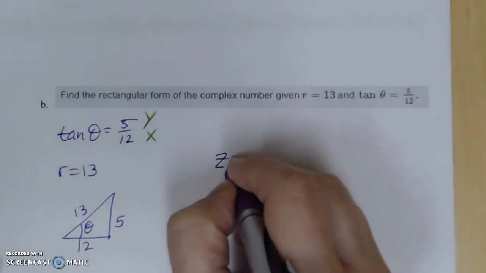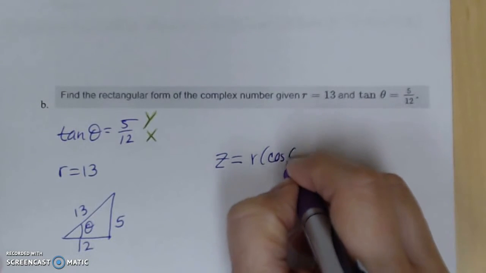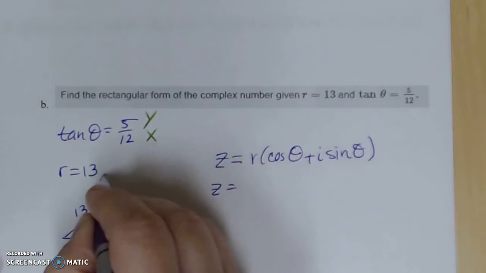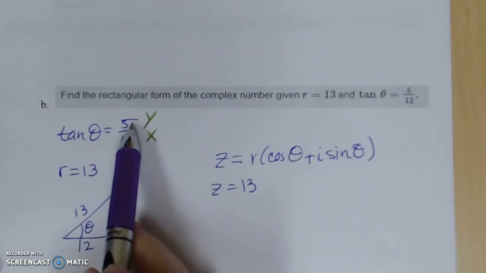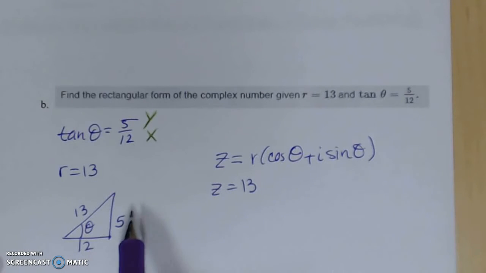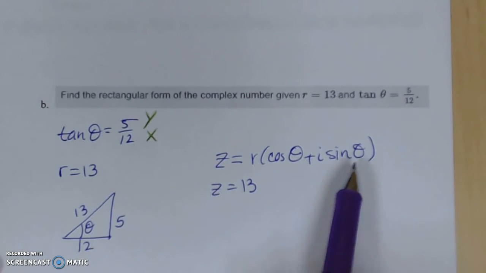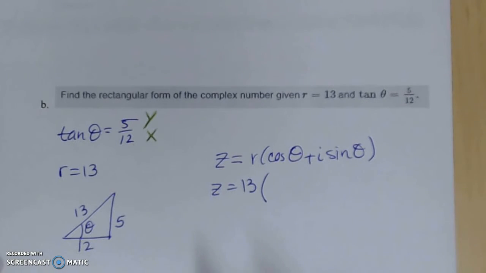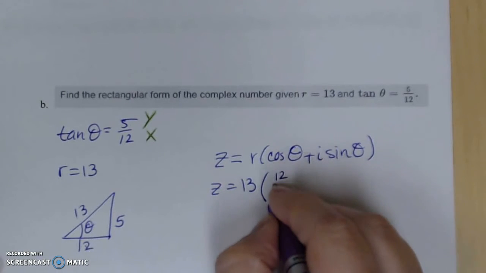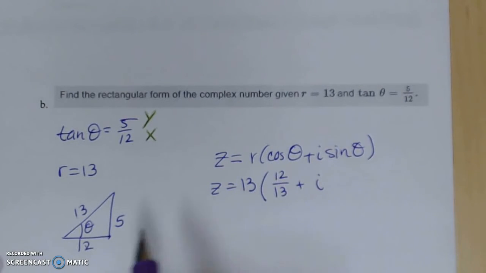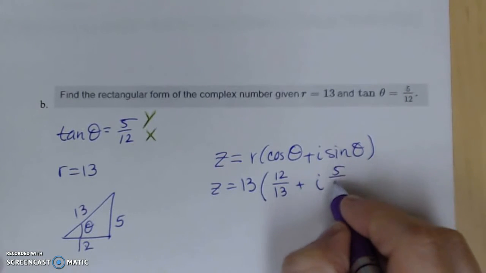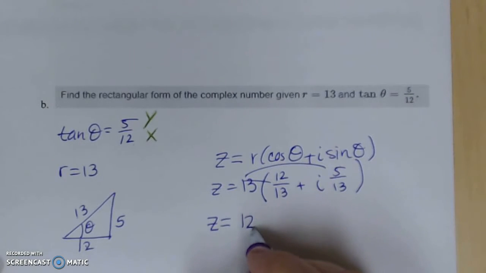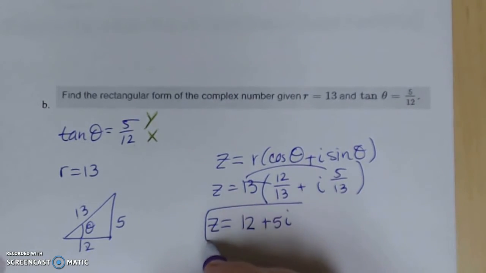And so if I take z equal to r cosine theta plus i sine theta, my r is 13, that was given. Since tangent was 5 over 12, using that information, I can figure out my triangle, and now I can tell you any trig function about it. So I can figure out cosine theta. Cosine would be SOHCAHTOA, so it would be your adjacent over hypotenuse, that would be 12 over 13, plus i sine of theta, that would be 5 over 13. Distribute, and this gives me z to be 12 plus 5i.